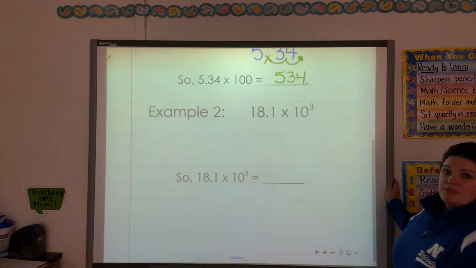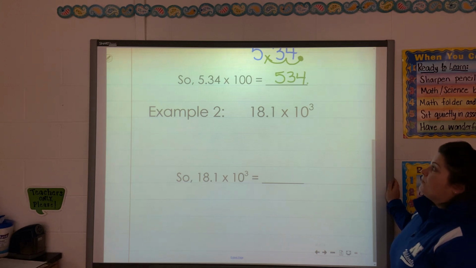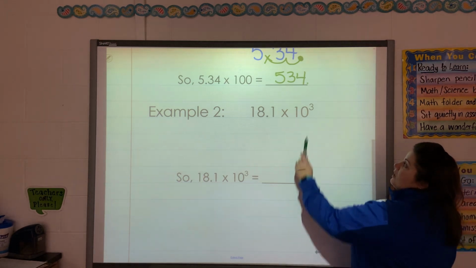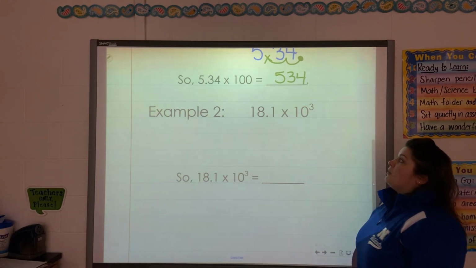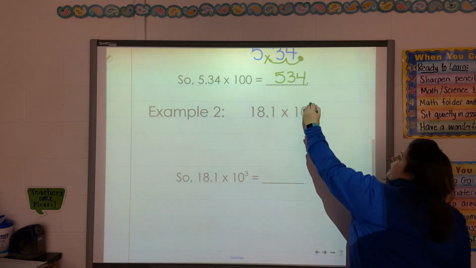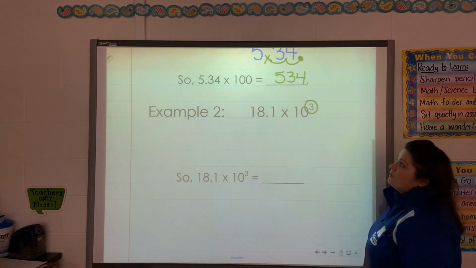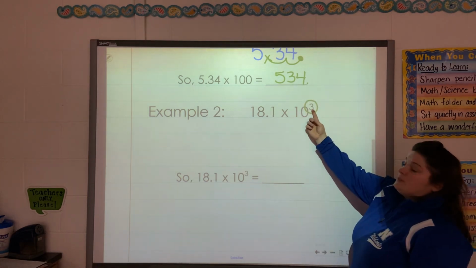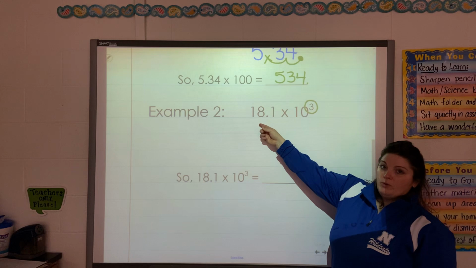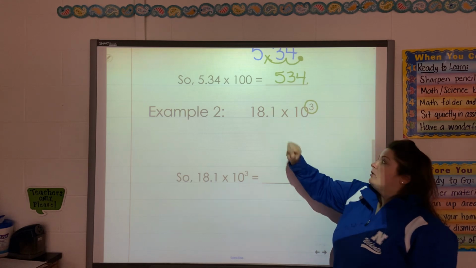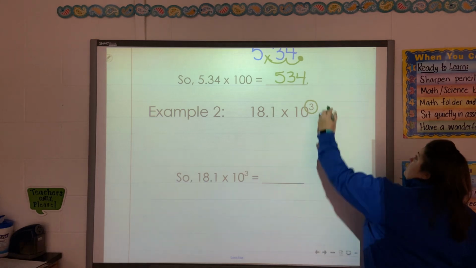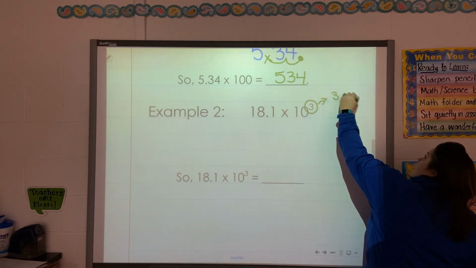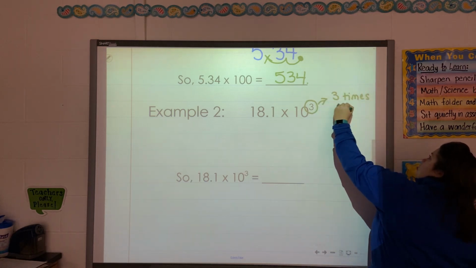18 1/10 times 10 to the third power. For our power of 10 this time, we're using a base 10 with an exponent. Just like with whole numbers, the exponent gives us direction. But again, it's not how many zeros to add to our other number, because it would not change the value. It's how many times we move the decimal point. So 3 times to the right.